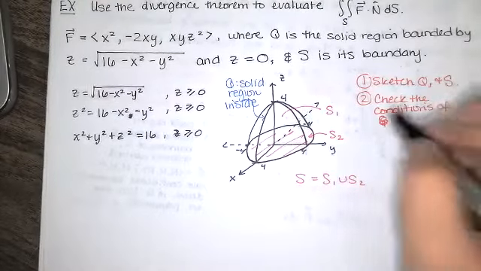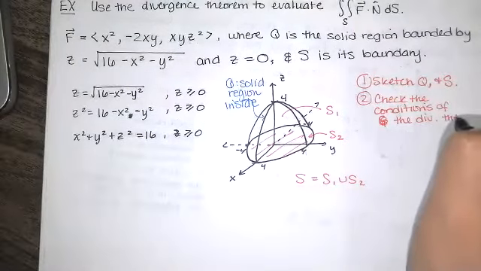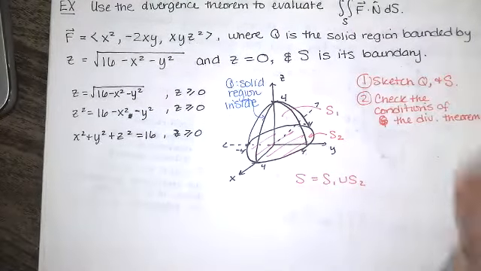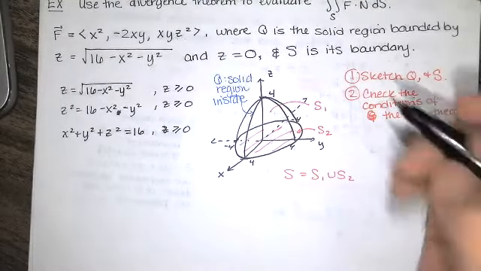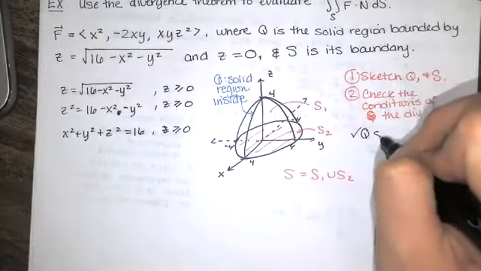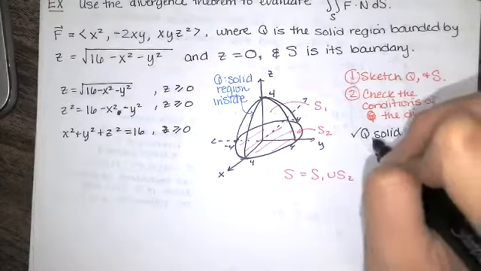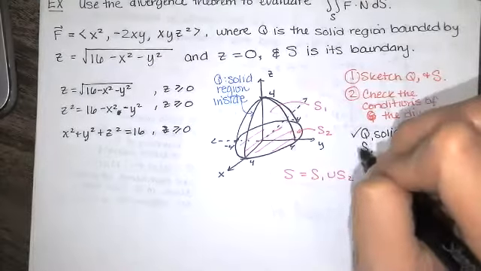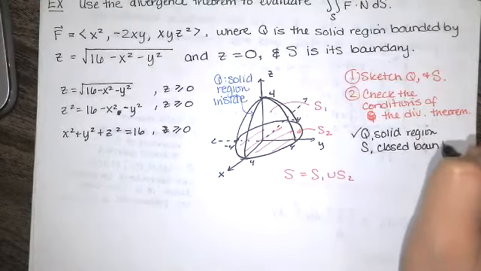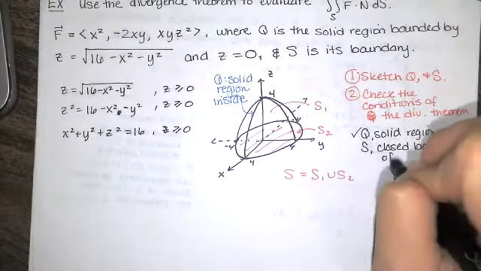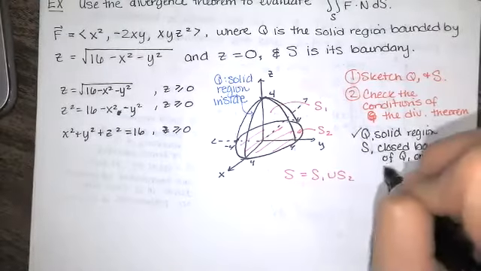I was about to write Green's theorem. Say the divergence theorem or Gauss's theorem, same thing, or Gauss's divergence theorem. Do we have a solid region Q? We do. The closed boundary S, yes. And then we're supposed to make sure it's oriented outward.